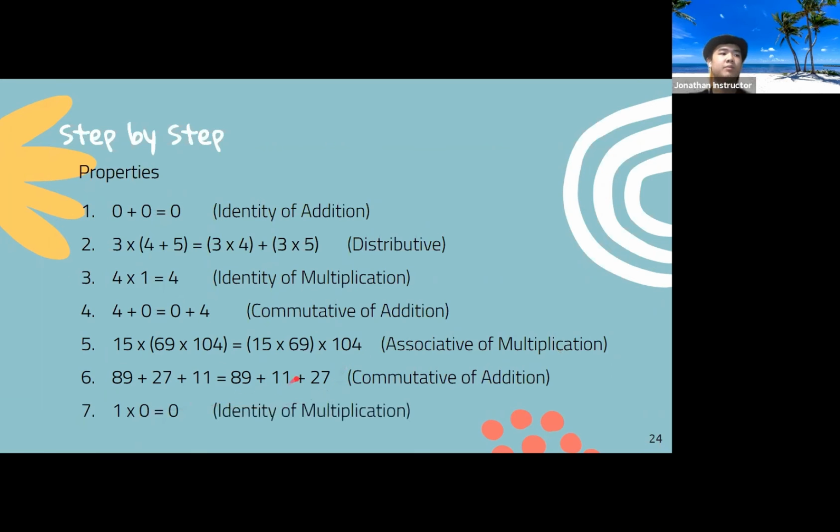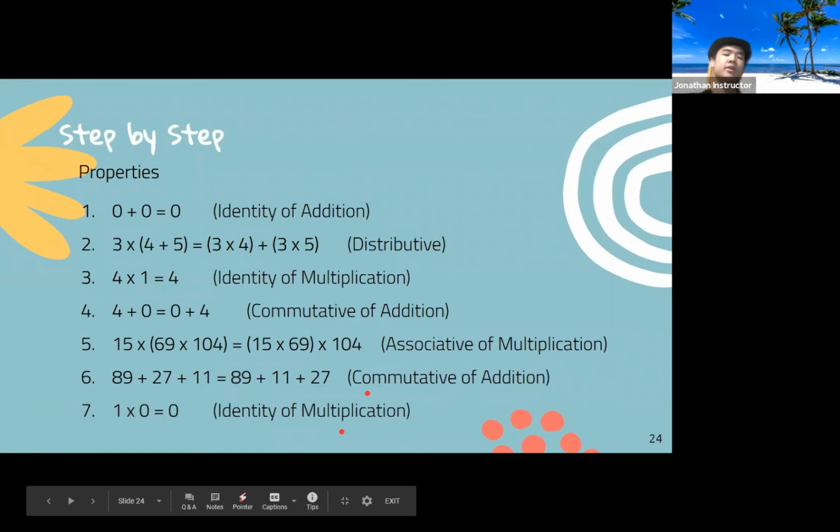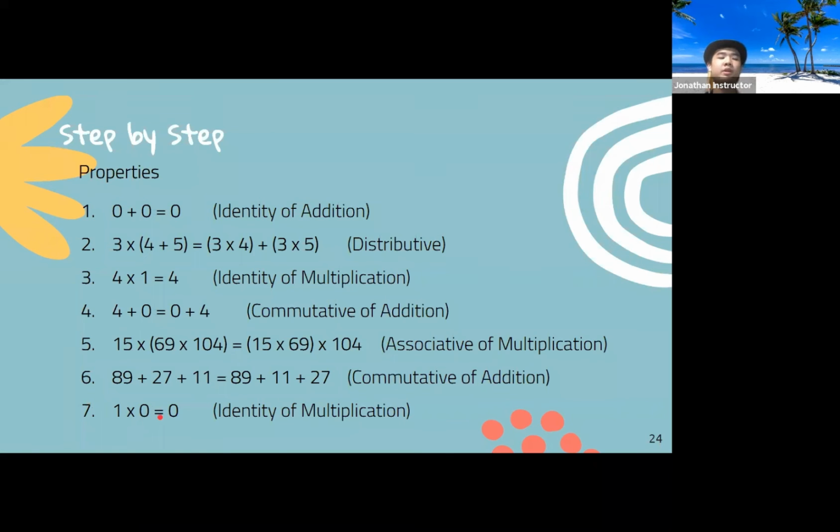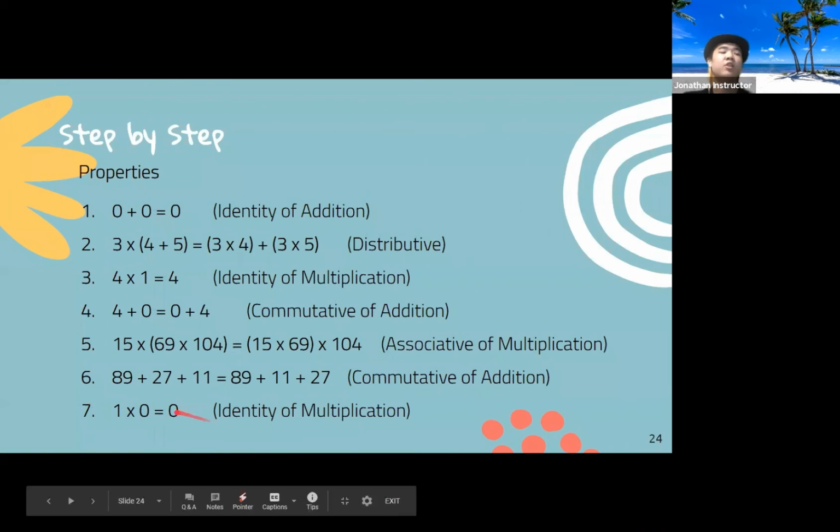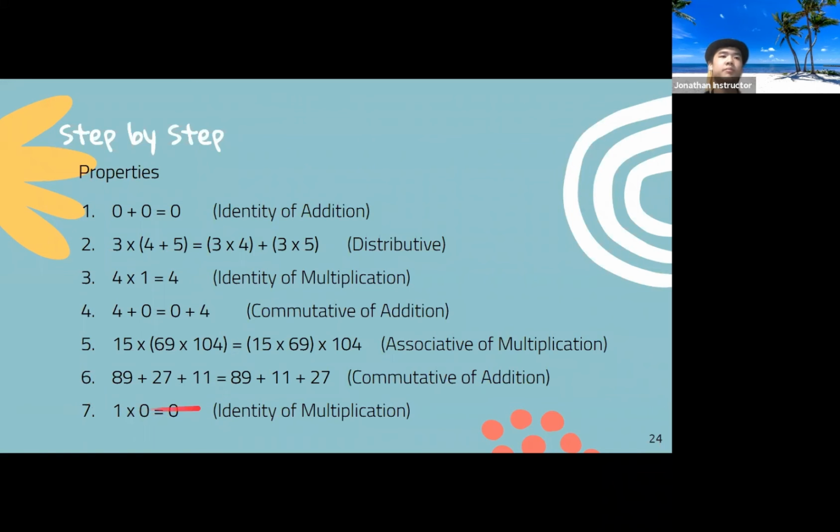And then 1 times 0 equals 0. That's identity because 1 times a number equals that number. That's a little tricky one, but it looks like it's identity of addition as well, but it's actually identity of multiplication because 1 is the identity times 0, which is some number, equals 0.